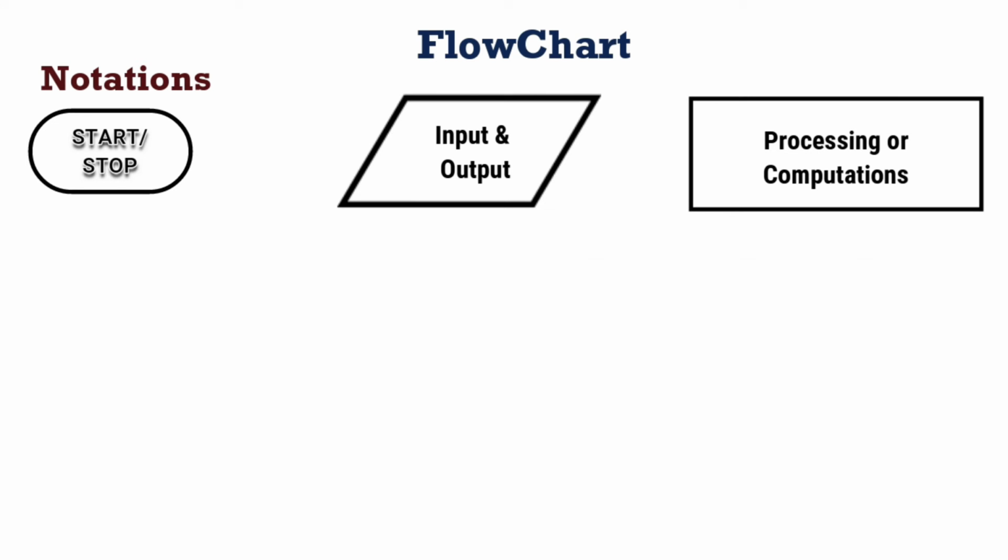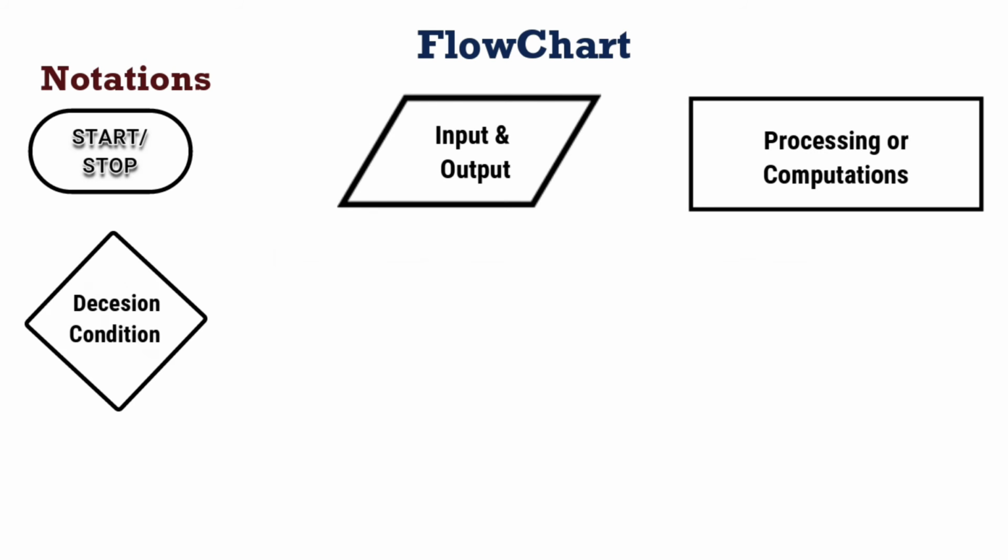The next is the rectangle. Rectangle indicates processing or computations, used to include instructions or processing statements. And the next shape is a rhombus, which indicates a decision or a condition. To include decision making statements, a rhombus is used.